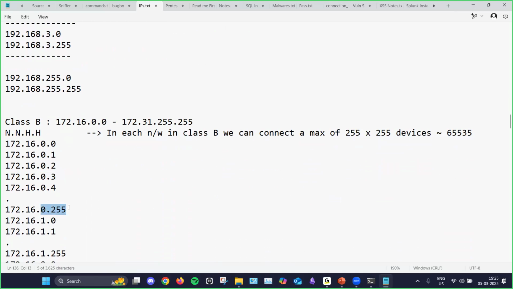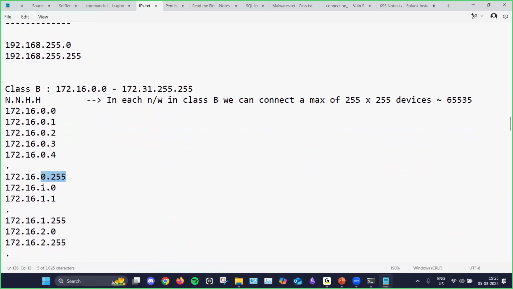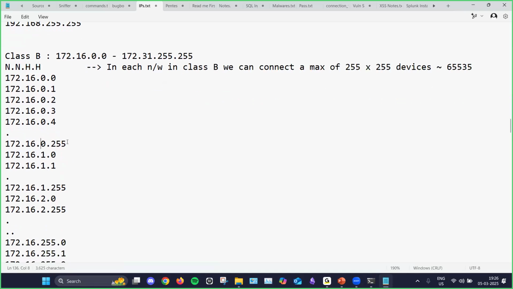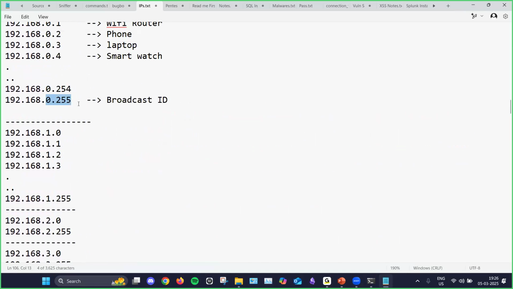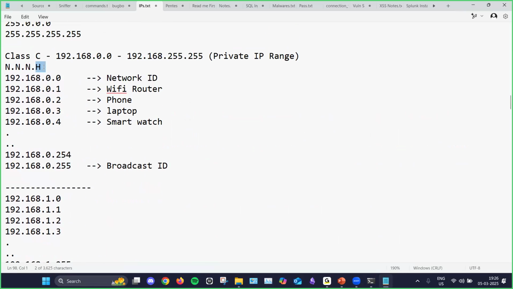It goes on all the way up to 0.255. Now, after 0.255, you have 1.0. Again, remember the sequencing from the last class, guys. It's important here. Now, in class B, guys, you have 2 network portions and 2 host portions. So after 0.255, network doesn't divide there. It still belongs to the host portion itself. So for 1.0, both of these octets are still host portions. So 0.255 can communicate with 1.0. That's not the case in class C. After 0.255, network is dividing there because only the last portion is the host portion.